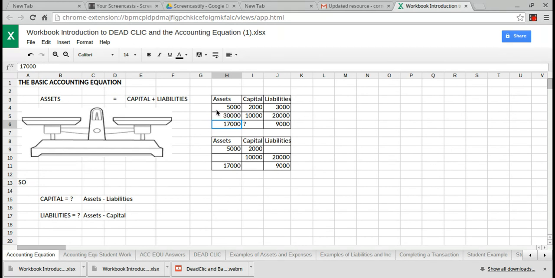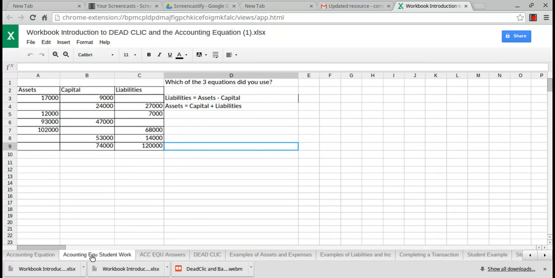And the final one that we're going to do is this one here, this gap, and it says that we've got assets and we've got liabilities, so we're trying to find our capital. Capital equals assets minus liabilities, so therefore it's going to equal 17,000, take away 9,000, and that means that we've got capital in this business of 8,000.